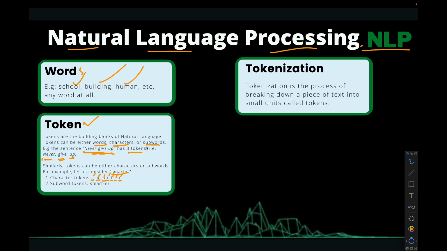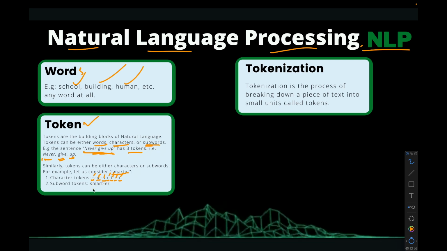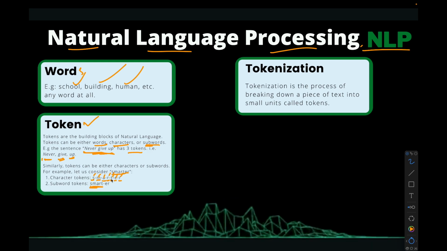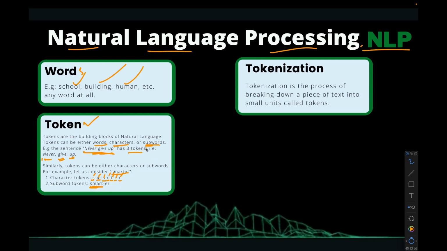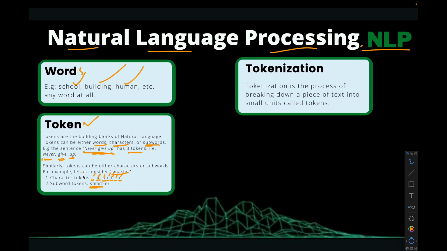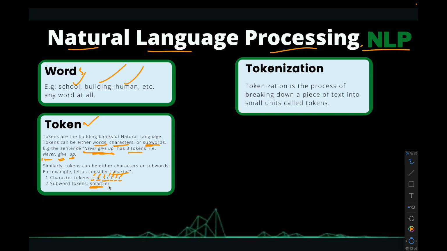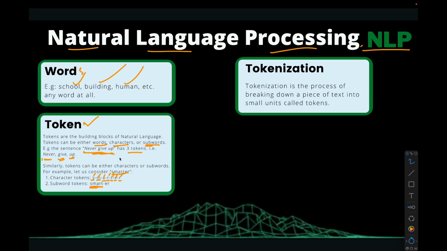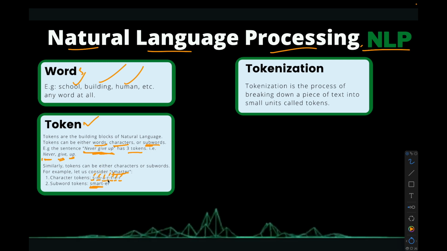And then we have sub-words. So for instance, we have smarter, but we can extract smart from the word smarter. So smart here becomes a word, it becomes a token, it becomes a sub-word token. So that is the 3 different kinds of tokens that we have. We have word token, character token, and then sub-word token.